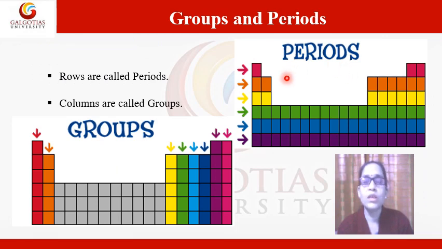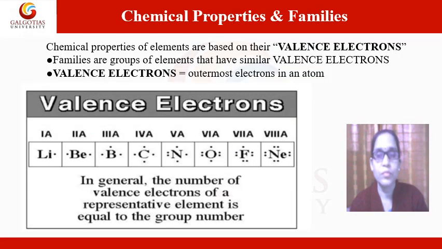See, these are the groups and periods in the periodic table. These are the 7 periods in the periodic table. These rows are called periods, and there are 18 columns in the periodic table, and these columns are called groups.